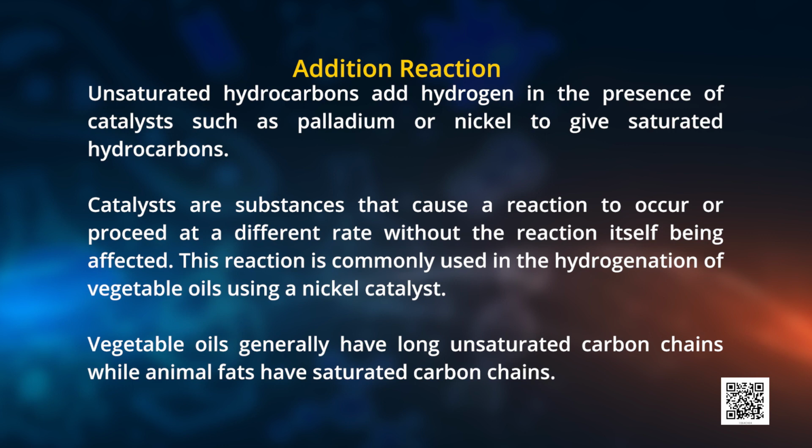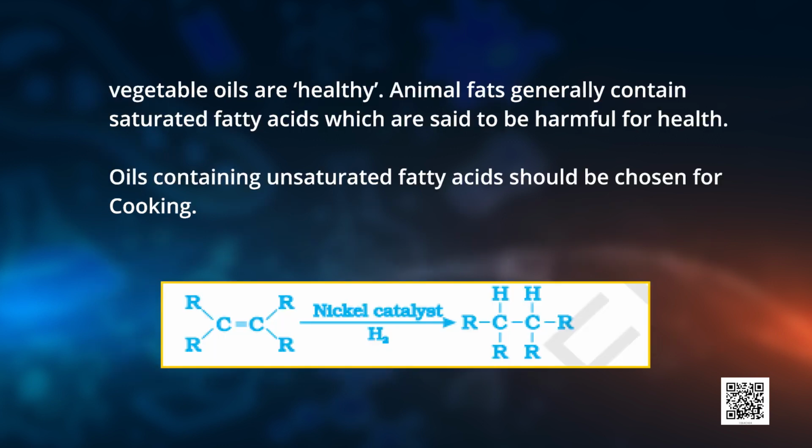Now a question for you again. Which type of oil should we use in cooking? Saturated oil or unsaturated oil? Oils containing unsaturated fatty acids should be chosen for cooking because vegetable oils generally have long unsaturated carbon chains, while animal fat has saturated carbon chain. Vegetable oils are healthy, but animal fats generally contain saturated fatty acids. It can be harmful for your health.